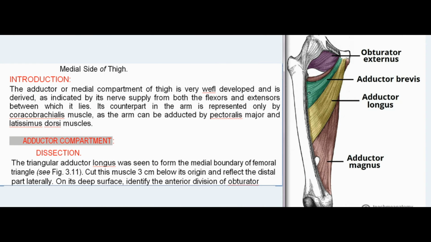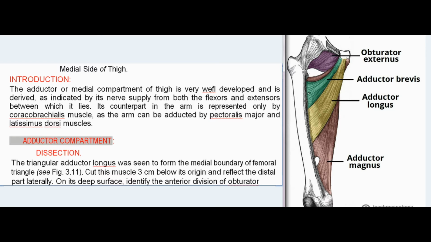Medial side of thigh. Introduction. The adductor or medial compartment of thigh is very well developed and is derived, as indicated by its nerve supply, from both the flexors and extensors between which it lies. Its counterpart in the arm is represented only by coracobrachialis muscle, as the arm can be adducted by pectoralis major and latissimus dorsi muscles.